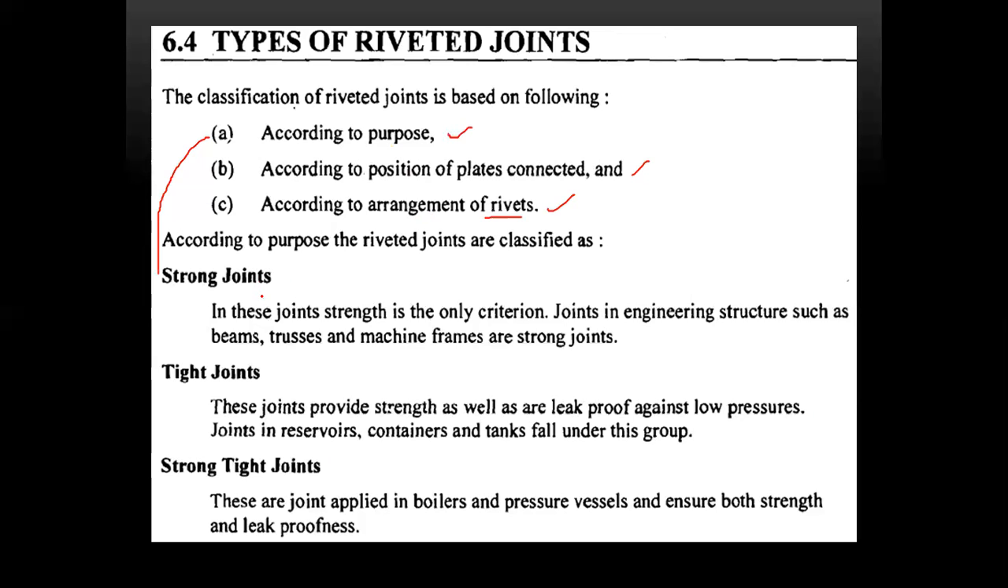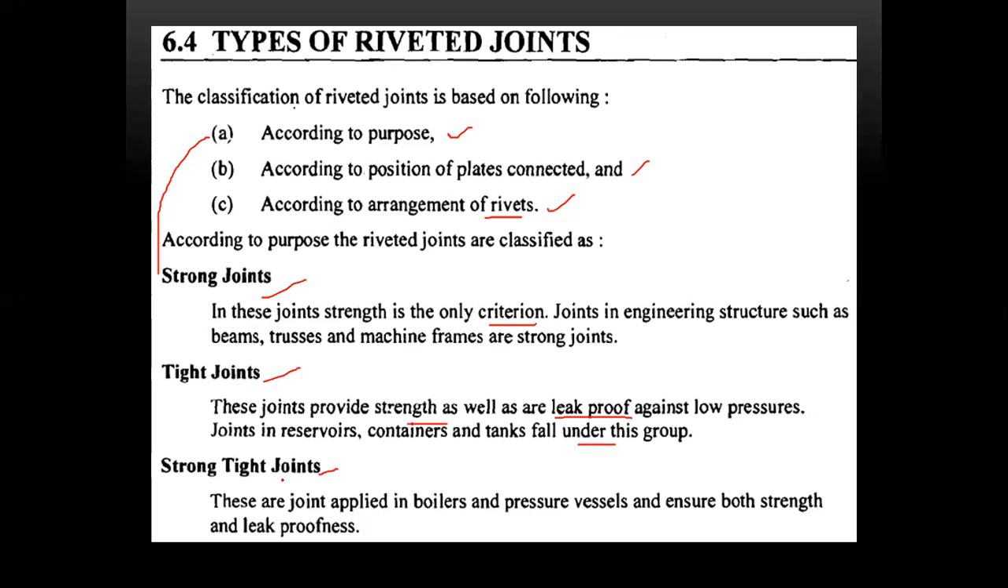According to the purpose: strong joints, tight joints, strong tight joints. In strong joints, strength is the only criterion. In tight joints, the joints provide strength as well as leak proofness. Reservoirs, containers and tanks are examples of tight joints.